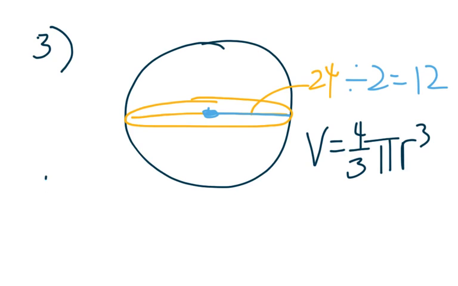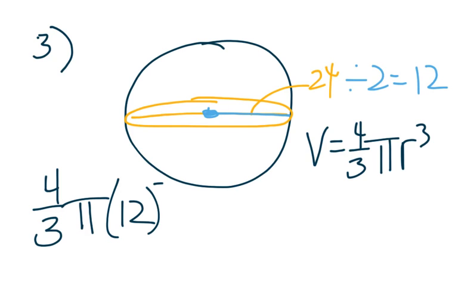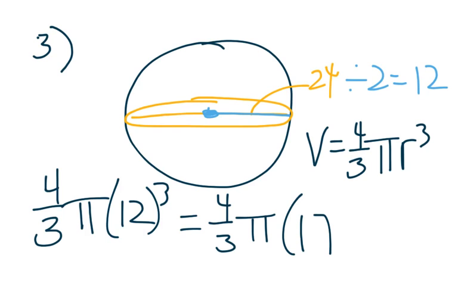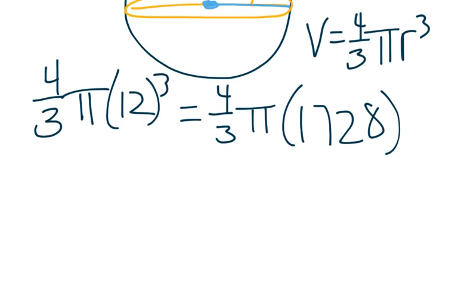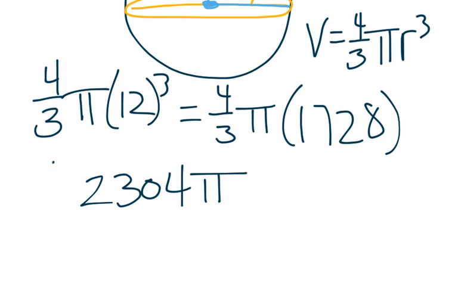So in order to solve this, we are going to plug in 12 for the radius, so 4/3 pi 12 cubed. 12 cubed is 12 times 12 times 12. So 12 times 12 is 144, times 12 is 1728. So we have 4/3 pi 1728. And in order to multiply something by 4/3, we multiply it by 4 and then divide it by 3. So 1728 times 4 divided by 3 is 2304 pi. And this is the volume of the sphere.